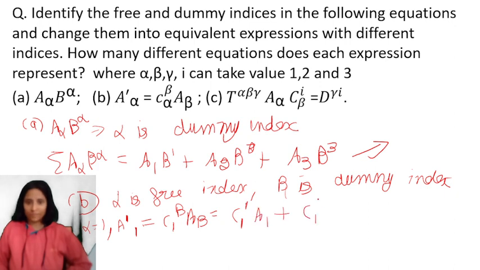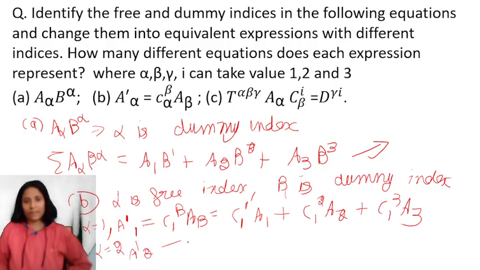So C11 A1 plus C12 A2 plus C13 A3, and you get one equation. Similarly, alpha equal to 2 gives the second equation, and alpha equal to 3 gives the third equation. In total, three equations you can get in part B.